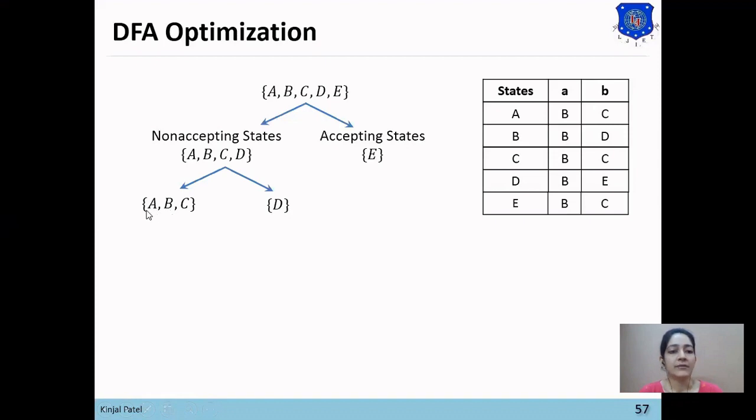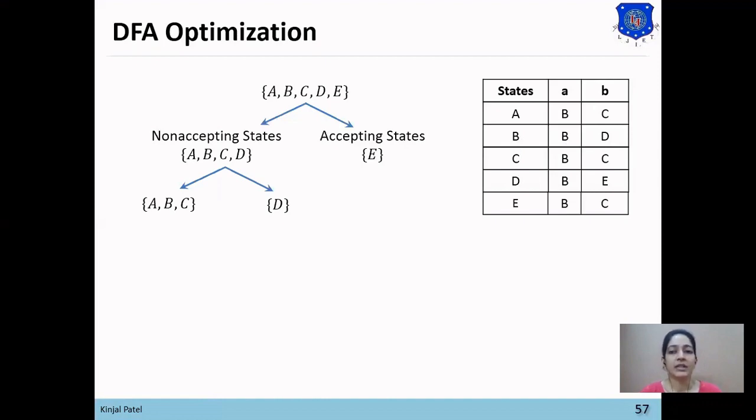Now we'll check this set also. A goes on to B and C. Are B and C members of the same set? Yes, B and C are members of the same set. So A will be in the same set. Now we'll check for B. So B goes on to B and D. B is a member of this set, but D is not a member of this set. So we will separate B from A and C.